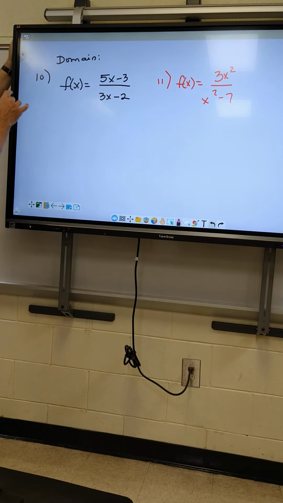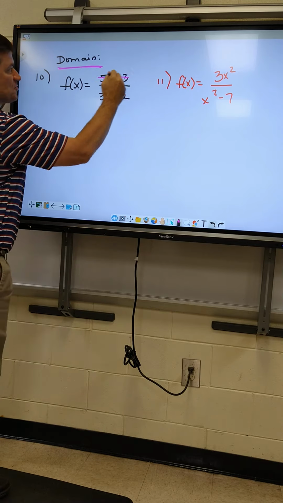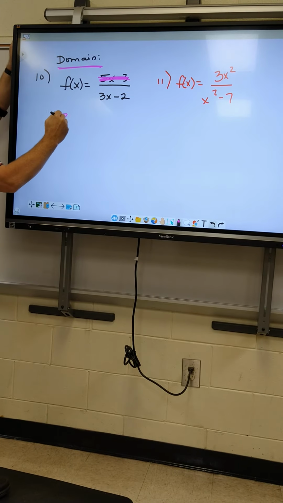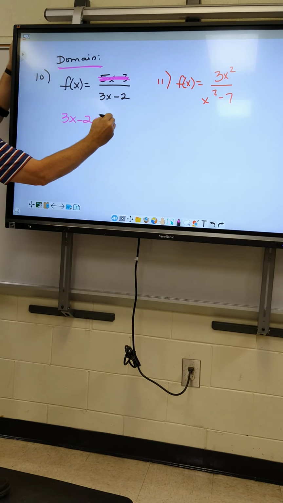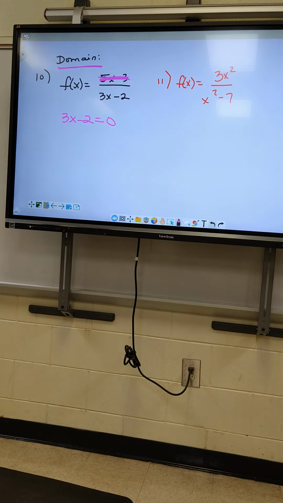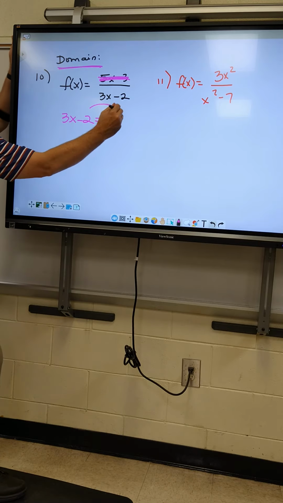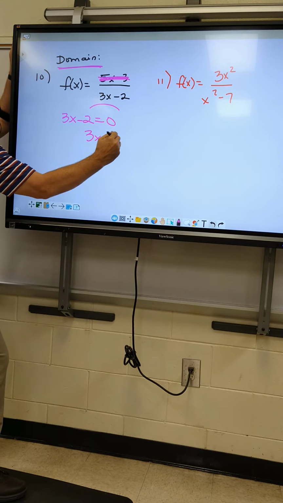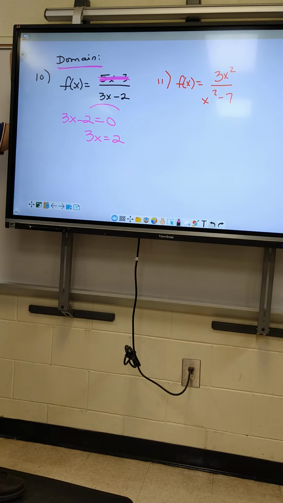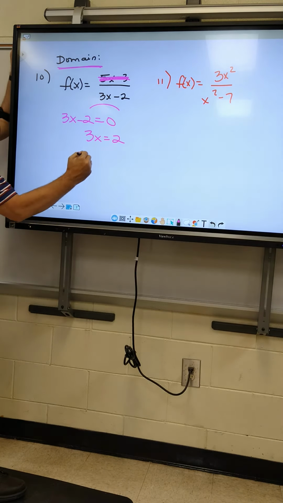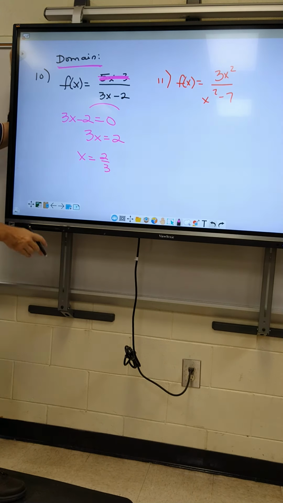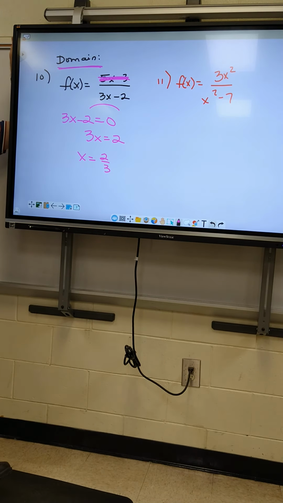All right, so on this one, it's asking about the domain. So how we're doing these problems, guys, we're disregarding the top. We're going to set the bottom equal to 0, and we're going to solve that for x. So write that down. All right, so if I move over -2, that's going to be a +2. Now divide it, and I get 2/3. Anybody have a question how I got 2/3?